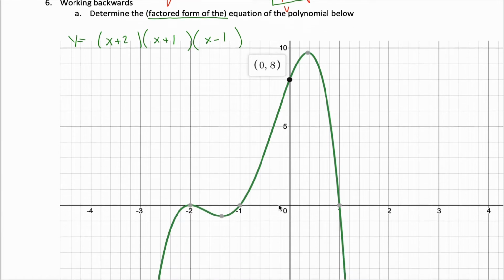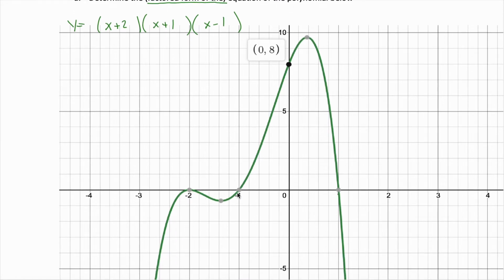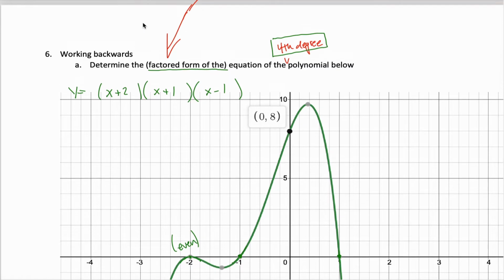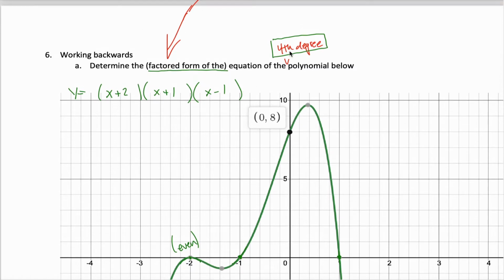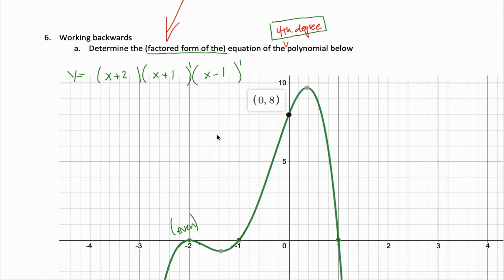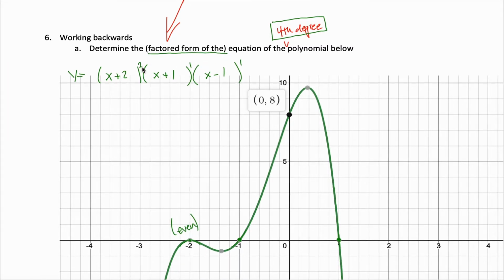What are we missing? Well, we haven't incorporated the behavior at each of our different roots. Note that at -1 and at +1, the graph just passes right through those points, but at -2, the graph bounces off. What that tells us is that this multiplicity must be even. Is the power on this factor a 2 or a 4 or a 6 or an 8? Well, you know the sum of the multiplicities must be equal to 4, and we know that the multiplicity here is 1 and the multiplicity here is 1. So this can't be more than 2, otherwise the sum of the multiplicities would be more than 4.